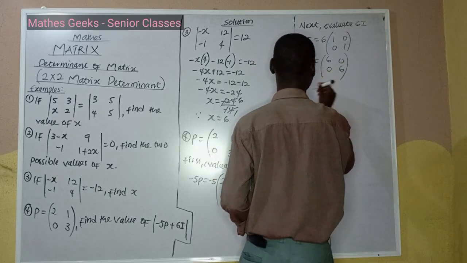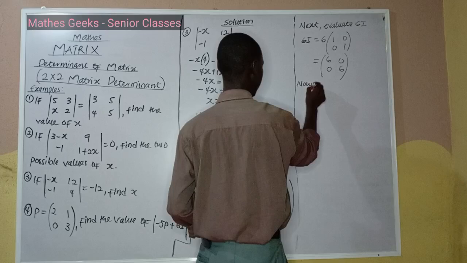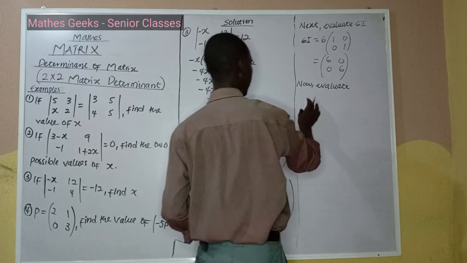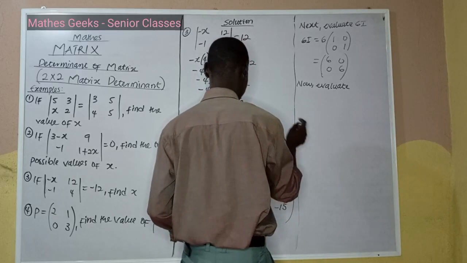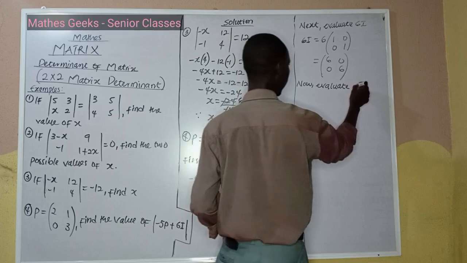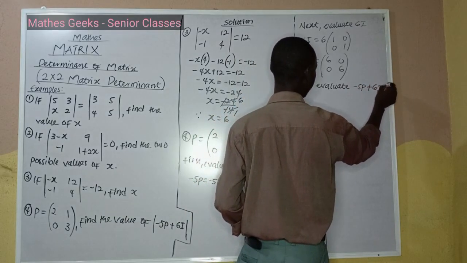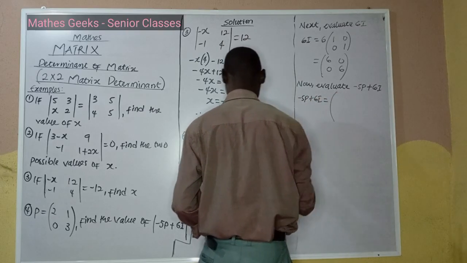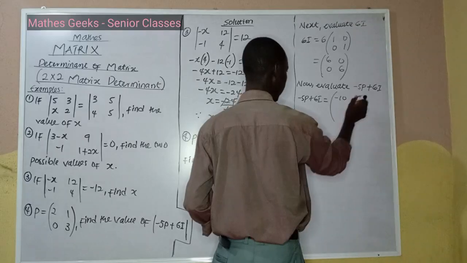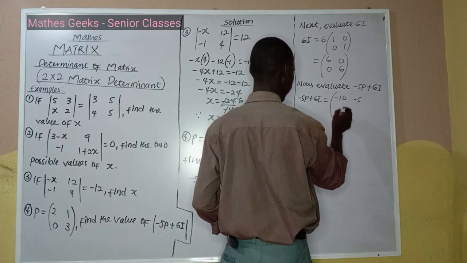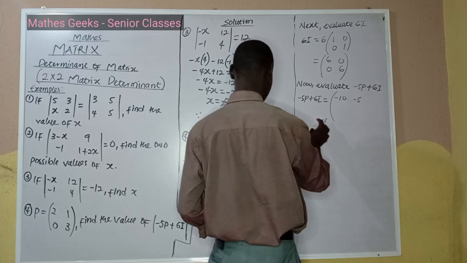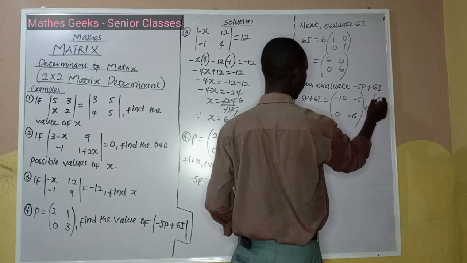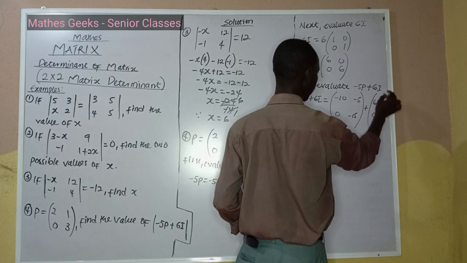So now evaluate minus 5P plus 6I. Minus 5P plus 6I is equal to the matrix minus 5P, which is minus 10, minus 5, 0, minus 15, plus 6I, which is 6, 0, 0, 6.